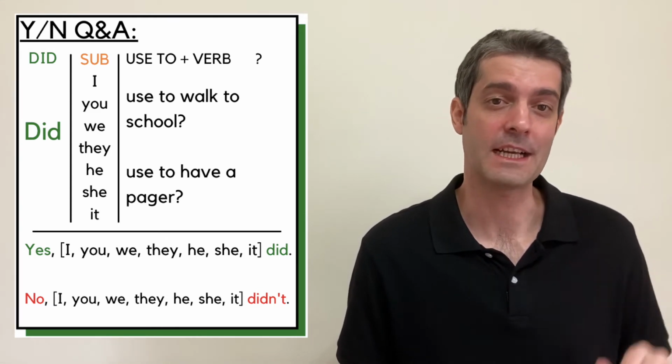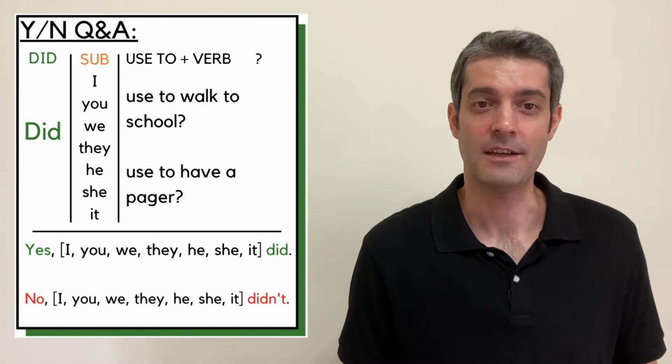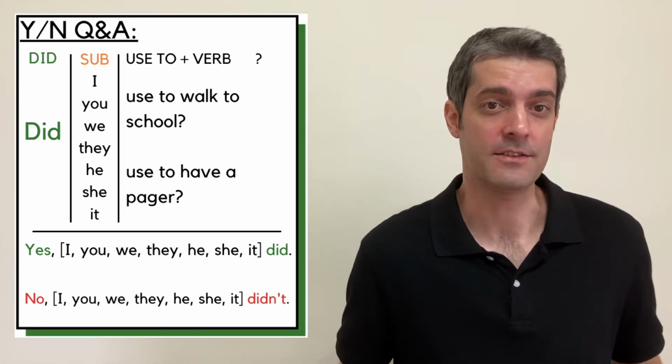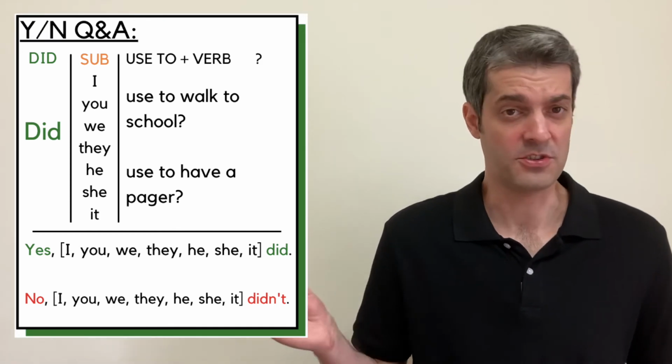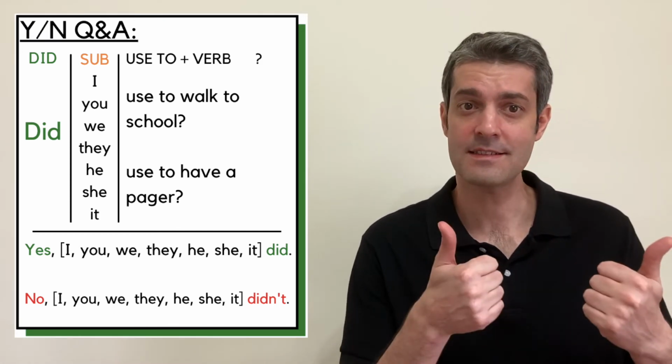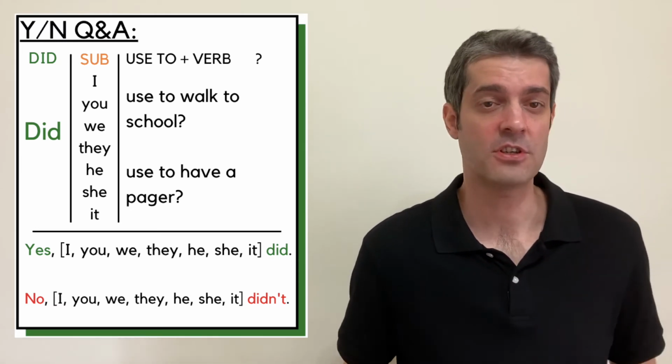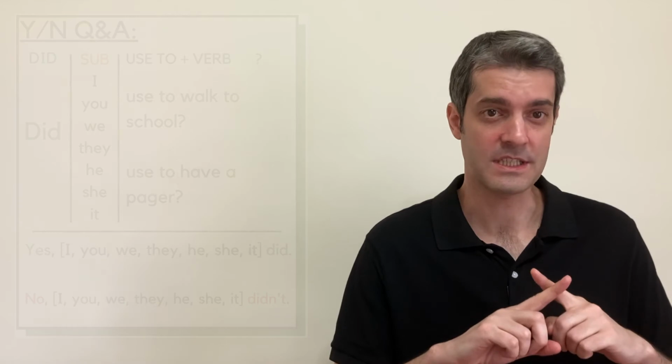To create a yes or no question, we have did, followed by our subject, used to, and then our base verb and any extra information. To create a short answer, we have yes, subject did, or no, subject didn't. For example, we have, did you used to walk to school? Yes, I did, or no, I didn't. Did she used to have a pager? Yes, she did, or no, she didn't.